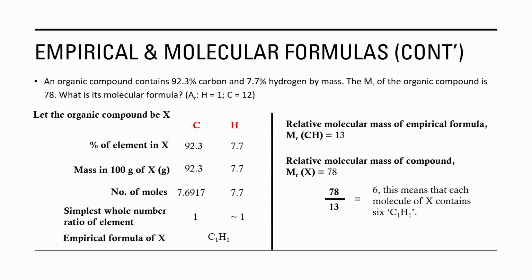Which gives us 6. This tells us that one molecule of this unknown compound contains 6 of the empirical formula of C1H1. In the final step, we multiply 6 with the subscripts of the empirical formula. The subscripts of the empirical formula in this case are 1. So we multiply 6 with 1, which gives us 6. So the molecular formula of this unknown compound is C6H6, which is an organic compound known as benzene.